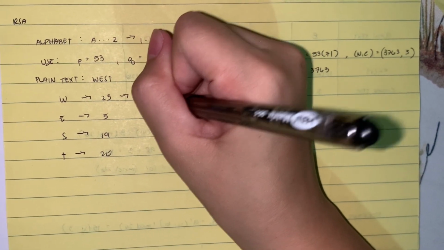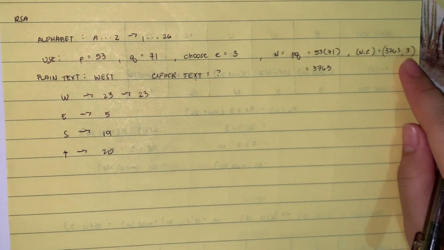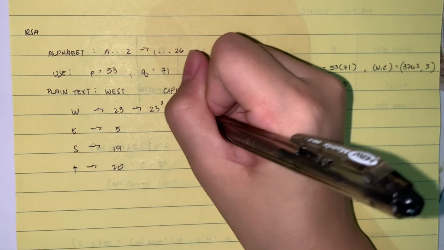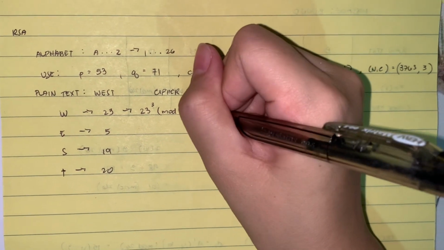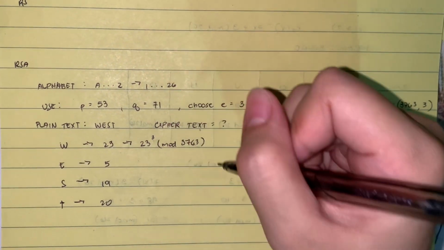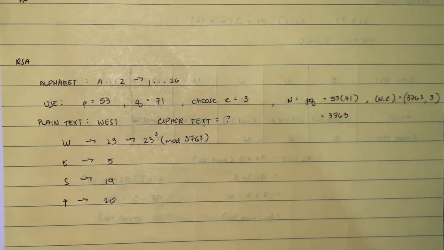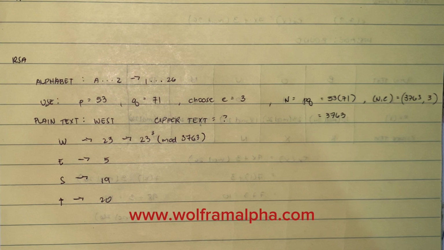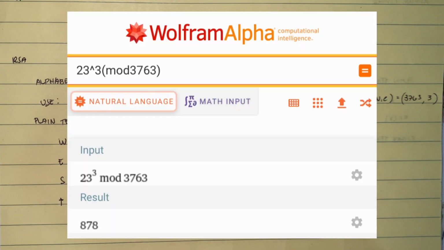So we have 23 raised to our exponent or E, which is equal to 3, modulo N. Our N is equal to 3,763. To solve for this and generate the encrypted message, we go to this website, www.wolframalpha.com, and type in 23 raised to the power of 3 modulo 3,763. Click enter, which is supposed to be equal to 878.